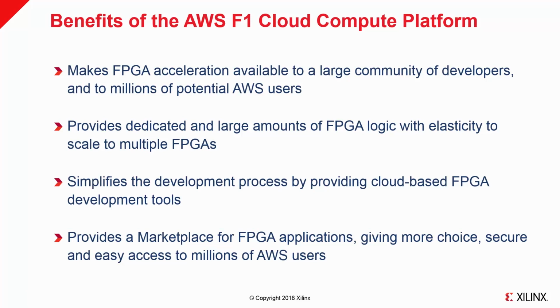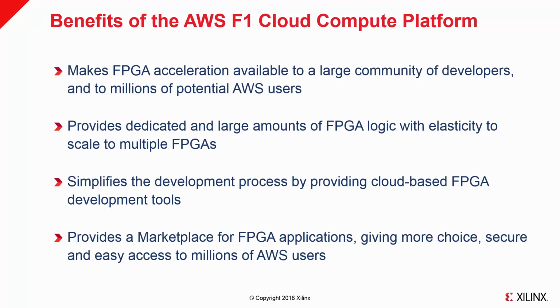F1 instances come with one or more high-end FPGAs, each providing a vast amount of programmable logic. This allows for creating massively parallel FPGA accelerators that deliver orders of magnitude increases in application performance and throughput. Programming the FPGAs requires dedicated tools, compilers, and debuggers. Amazon has partnered with Xilinx to simplify the development process by providing cloud-based FPGA development tools, effectively democratizing the FPGA programming process. Finally, the Amazon Marketplace provides a game-changing way of deploying and monetizing FPGA applications.